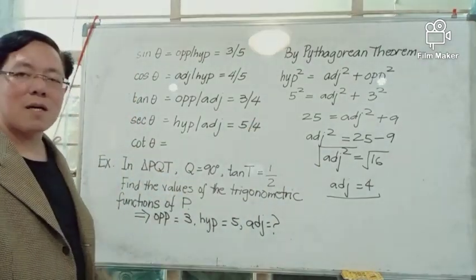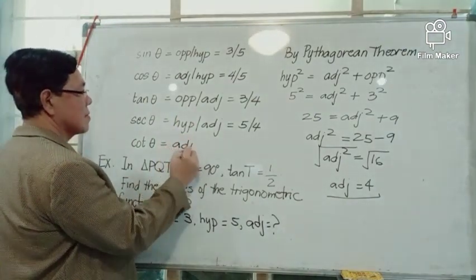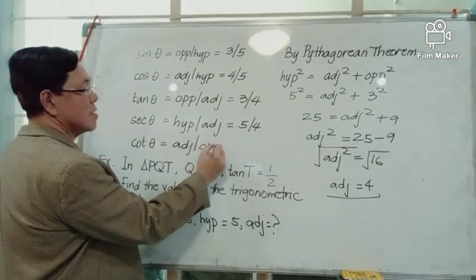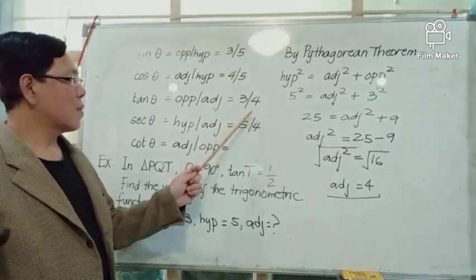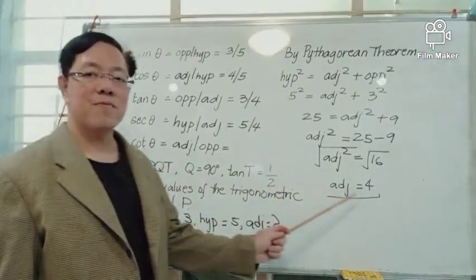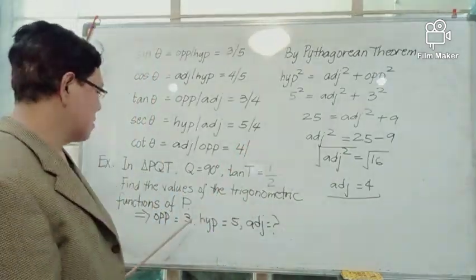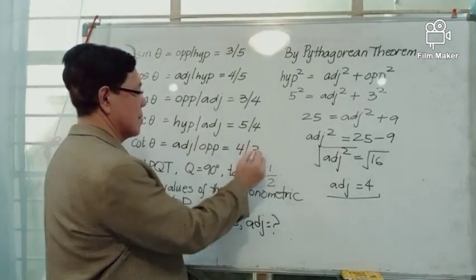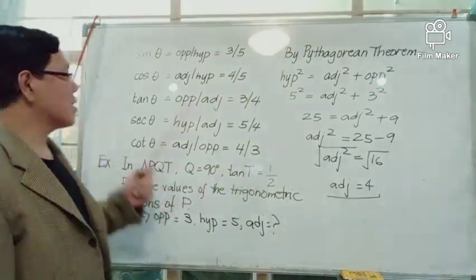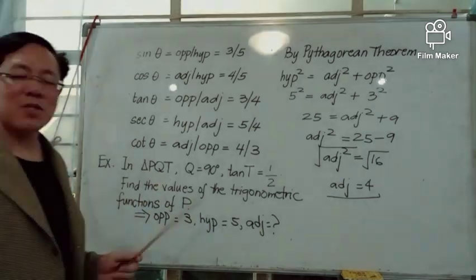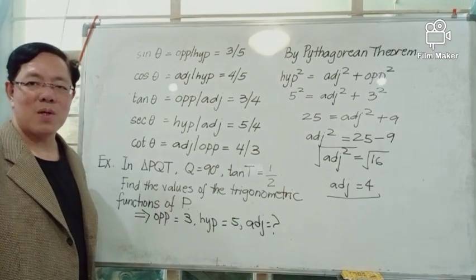And cotangent theta is the reciprocal of tangent, the reciprocal of opposite to the adjacent side, which is equal to the reciprocal of 3/4 or 4/3. Adjacent is 4. And the opposite side is 3. These are the values of the other 5 trigonometric functions of theta.